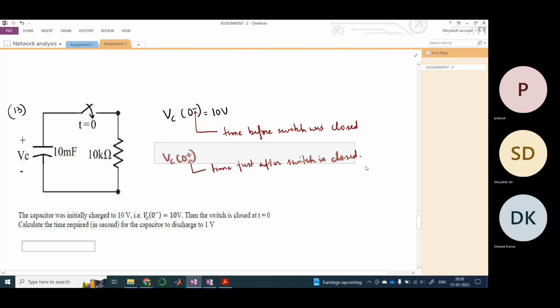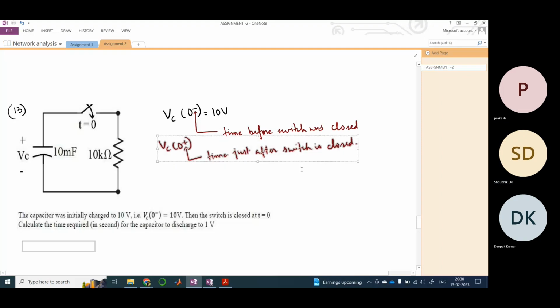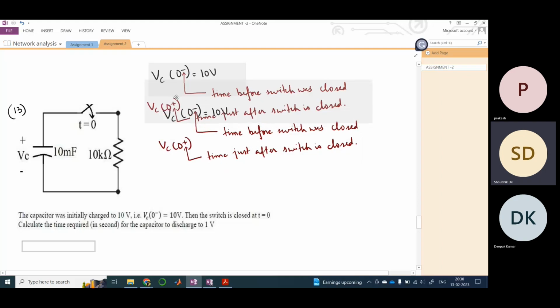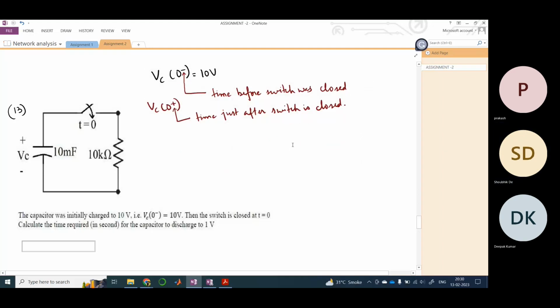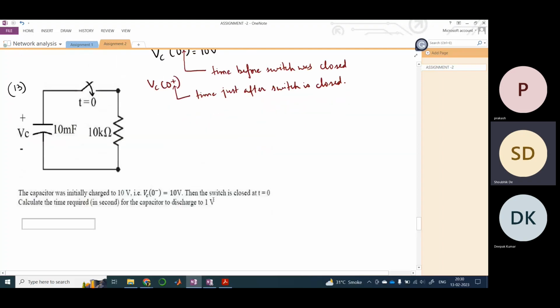Just let me clear some space, because we need some working space to solve the problem. Okay. They have told us to calculate the time required for the capacitor to discharge to 1 volt. Now this involves the time constant.